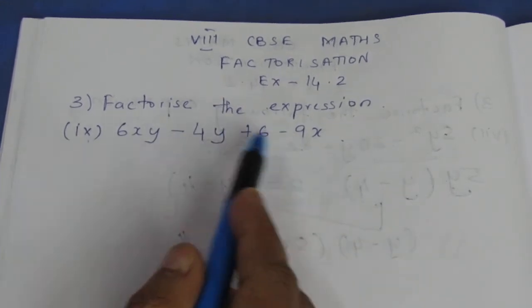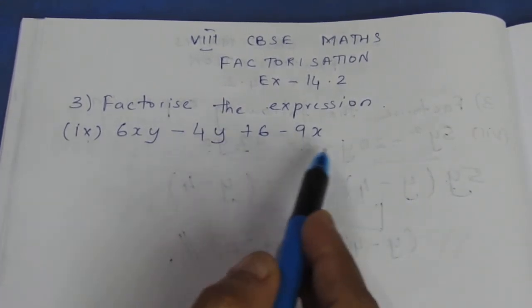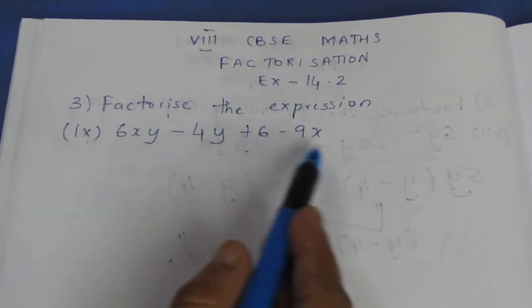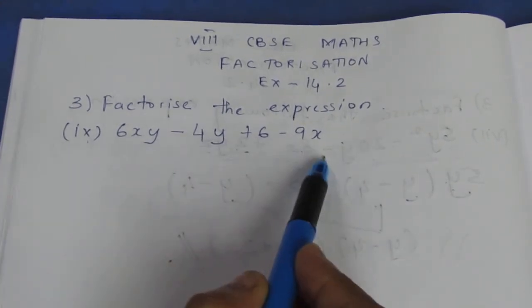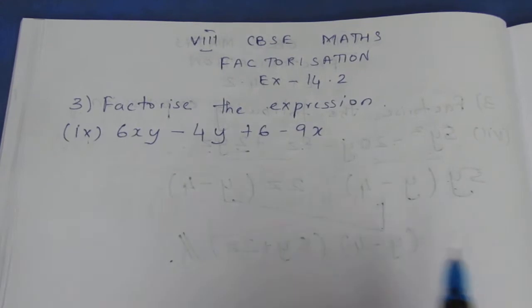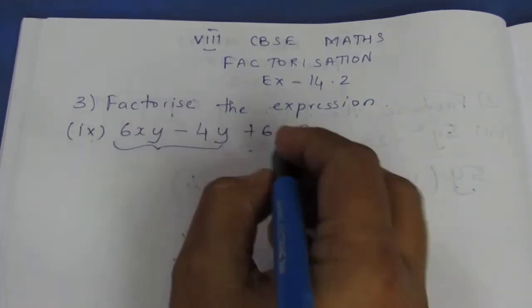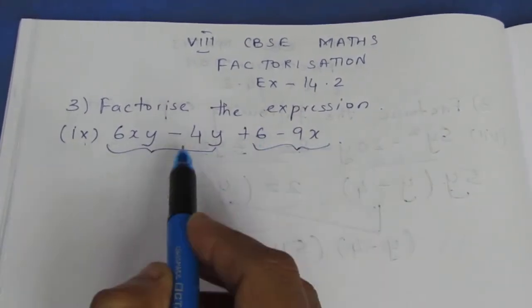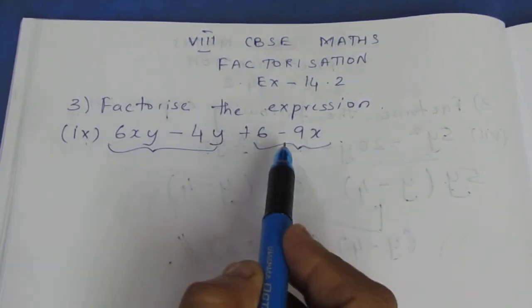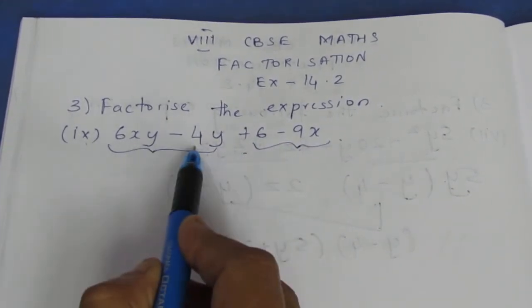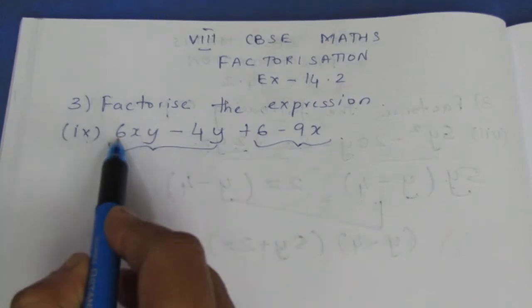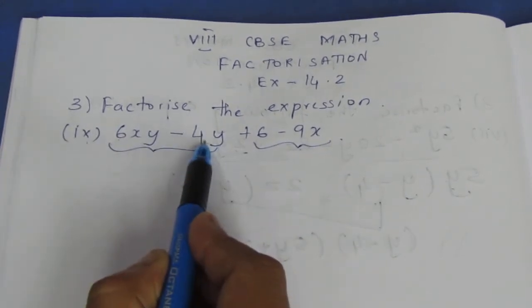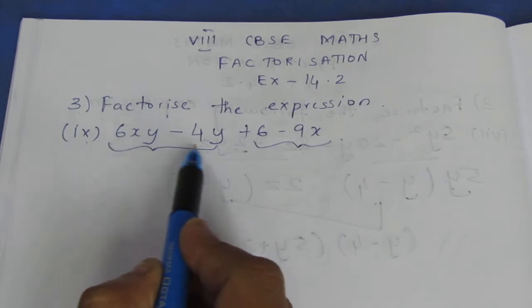There are 4 terms. There is no common element in all the 4 terms. So, if there is no common element, it's not in the formula of any square numbers. So, what we need to do is, as it is a 4 term expression, taking 2 terms, we are going to take a common factor outside. Here in the first 2 terms, we know that it goes in 2 tables. 2 3s are 6, 2 2s are 4. So, 2 is the common element in both the terms.